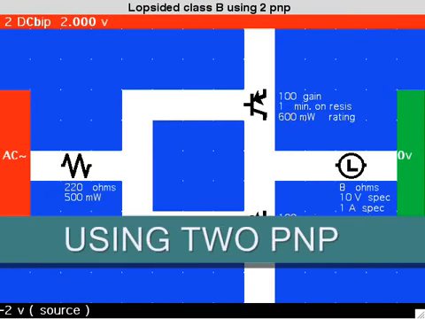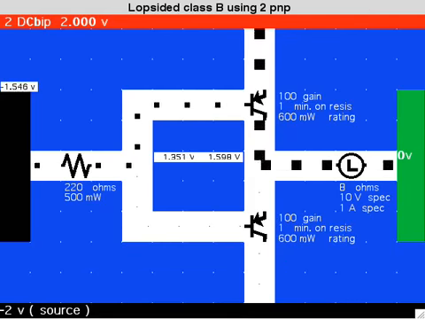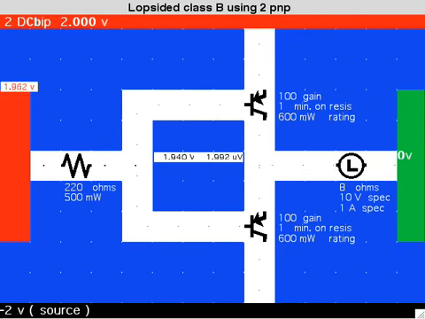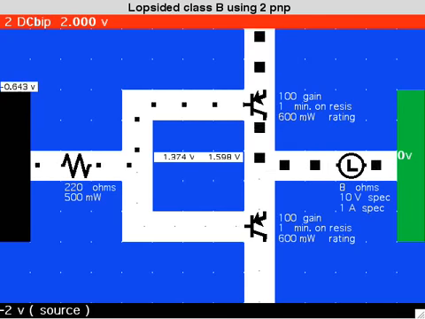This arrangement uses two PNP transistors. Only the upper transistor ever turns on.